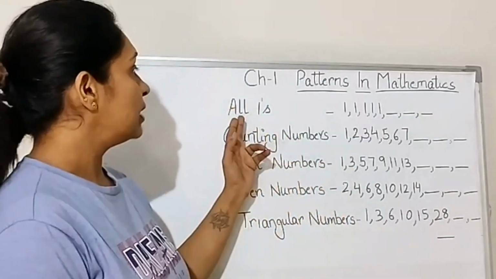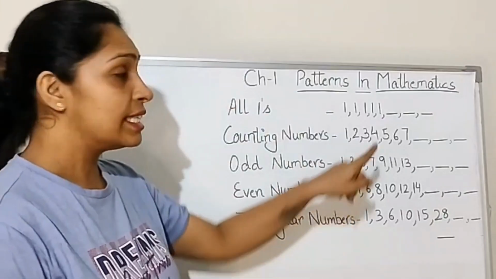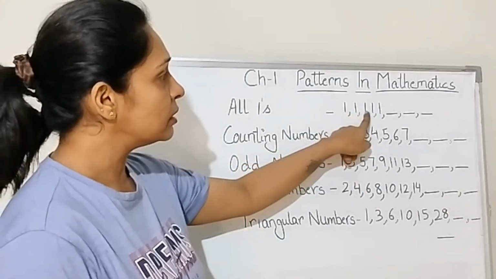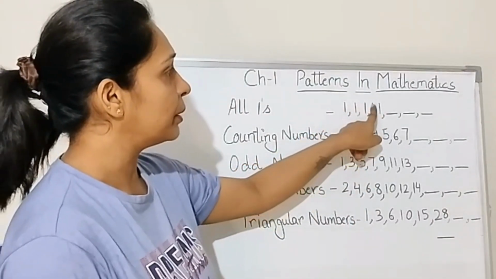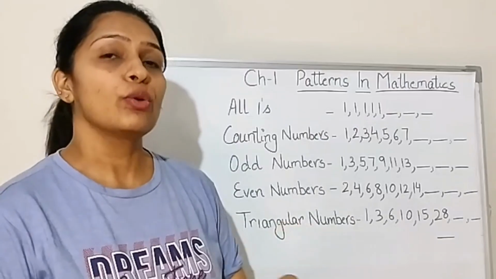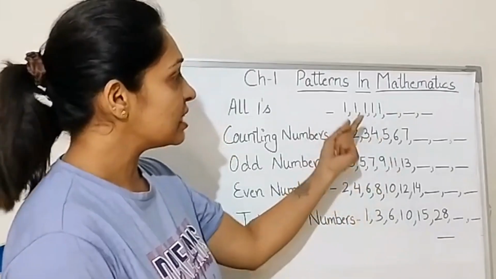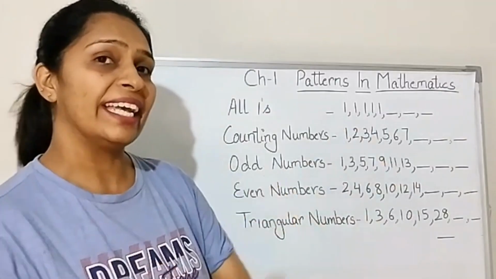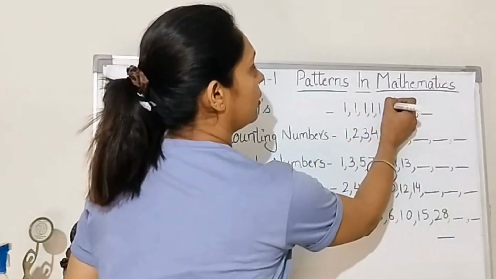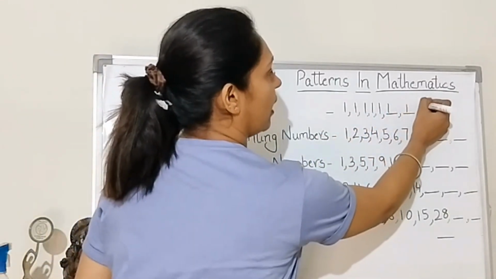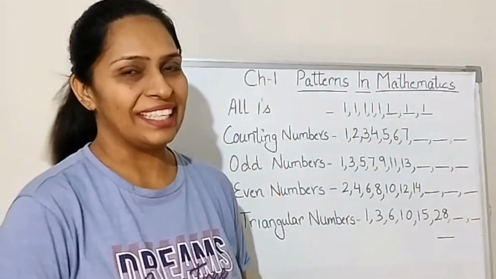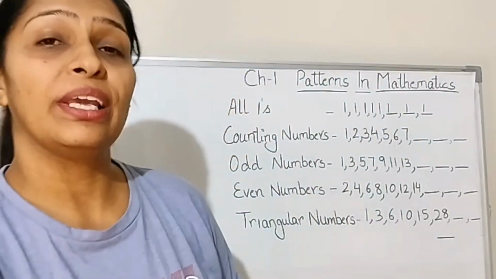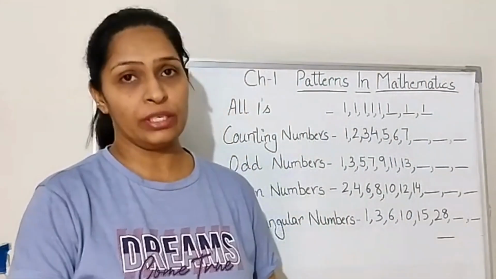The first number sequence, that is all ones. So you can see that all the numbers are just 1, 1, 1, 1, 1. Right? So what would be the next number to it? As you can see, there are only ones, they are continuing. So the next numbers will also be 1, 1 and 1. Quite easy? Yes.